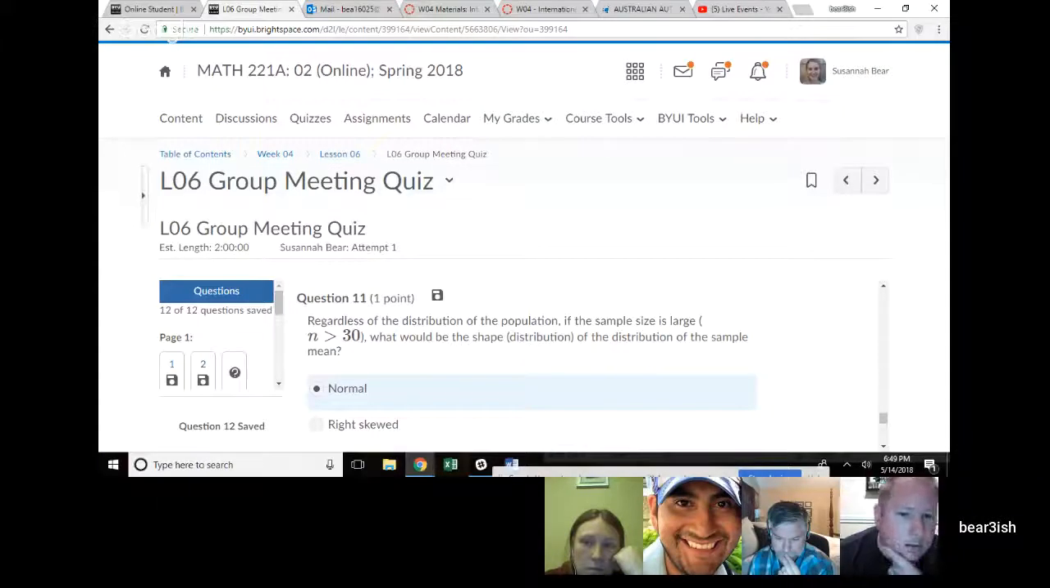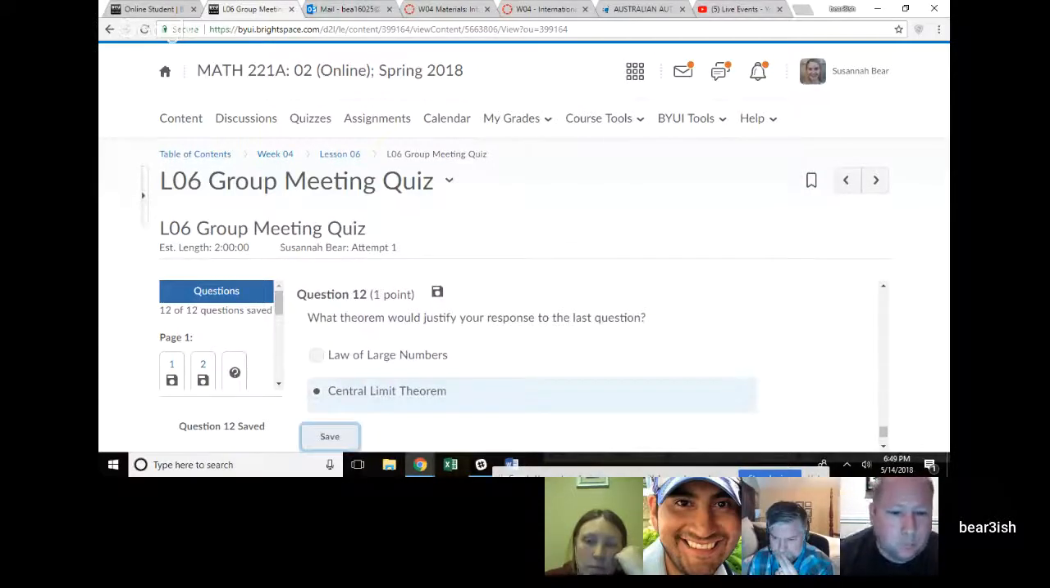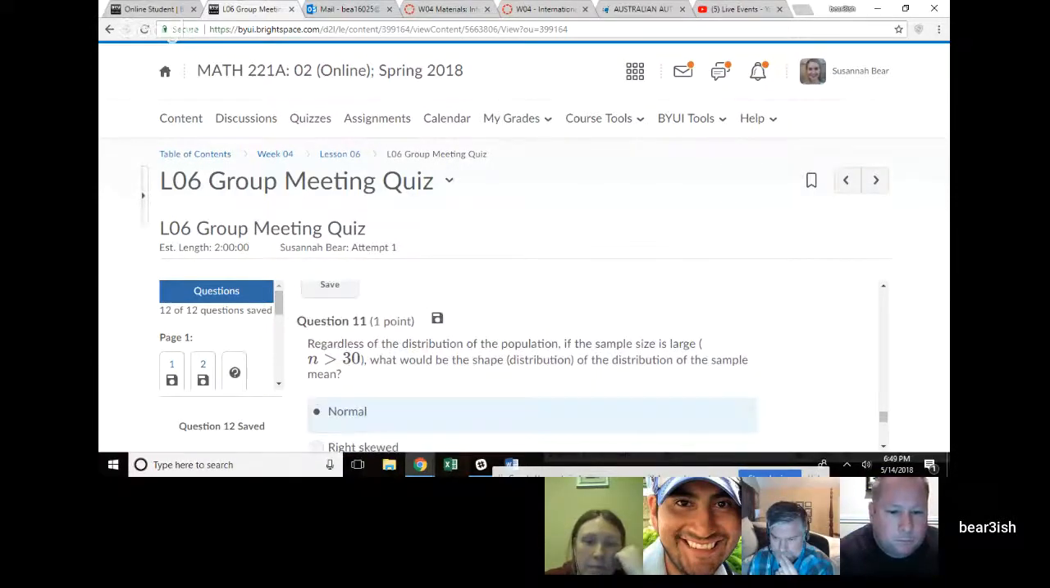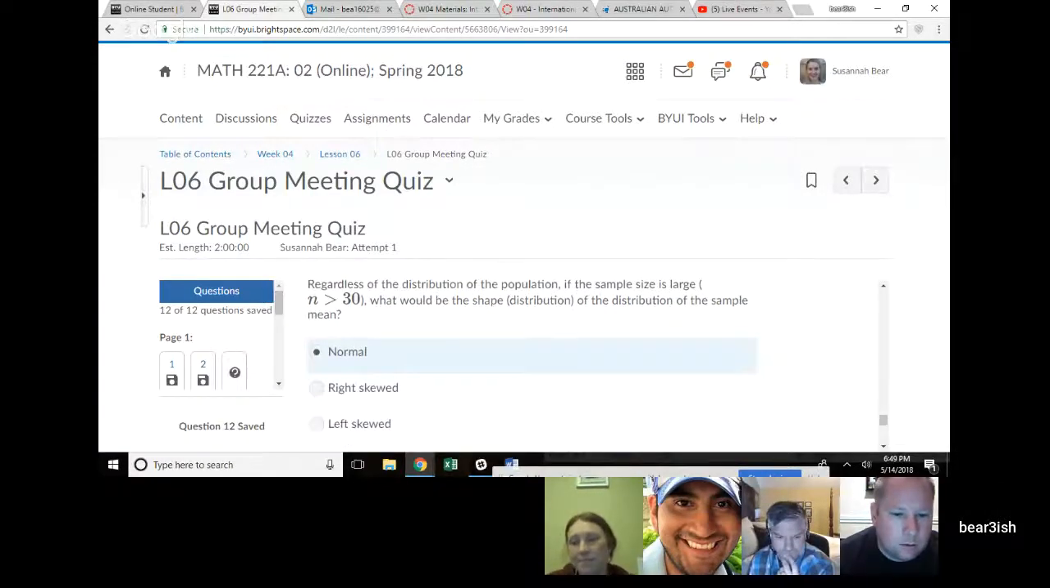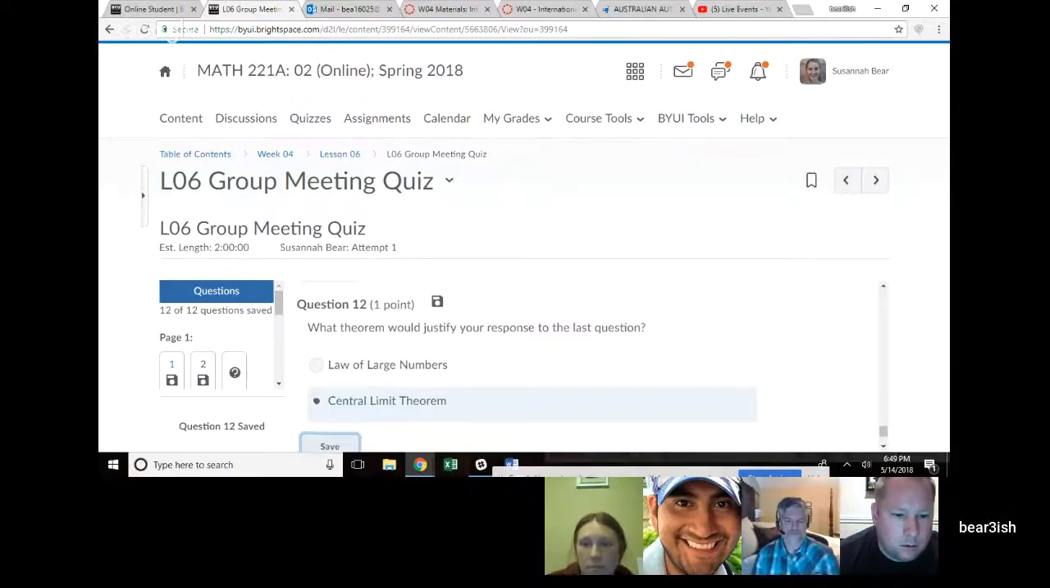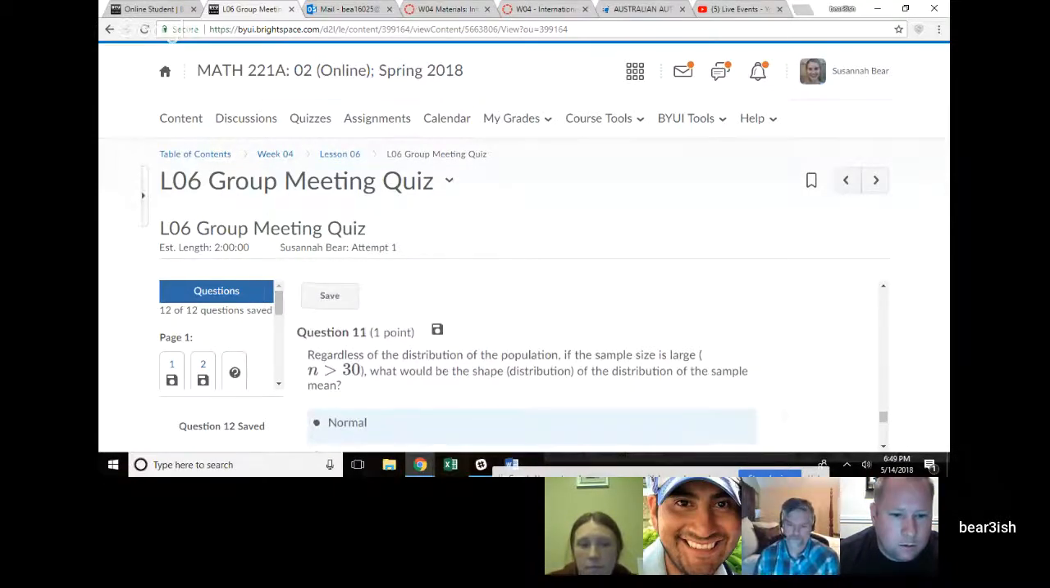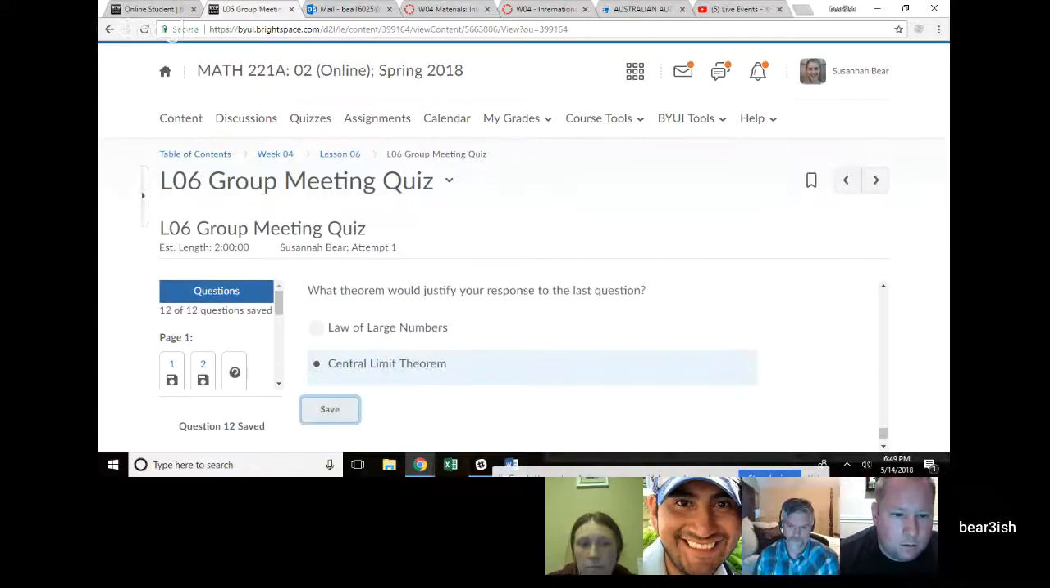If you're talking about the law of large numbers, the law of large numbers relates to the mean, not the shape. So if you have more numbers that you're sampling, then the mean of those is going to be closer to the mean of the population. But the central limit theorem is talking about the shape. Question 11 was asking about the shape, so that's how I came to the conclusion about the central limit theorem. I don't know if you guys agree with that.